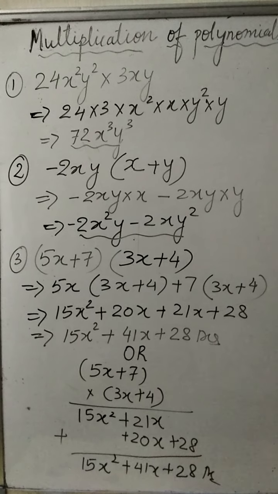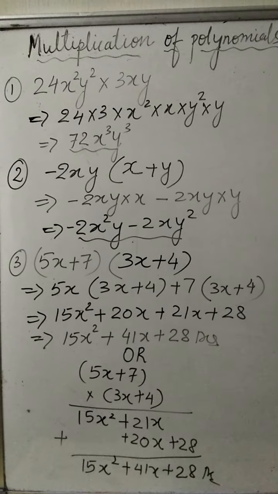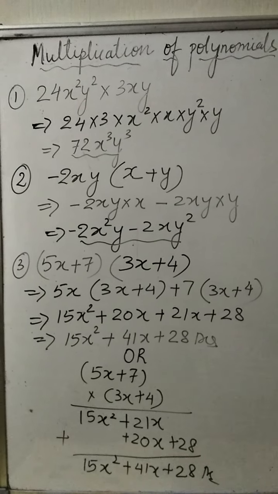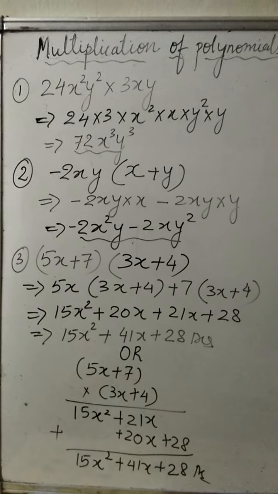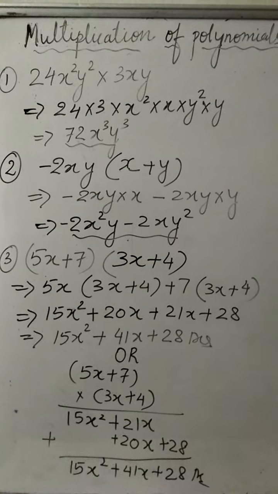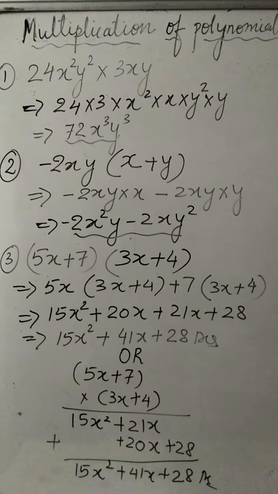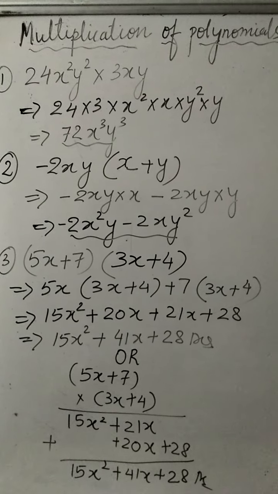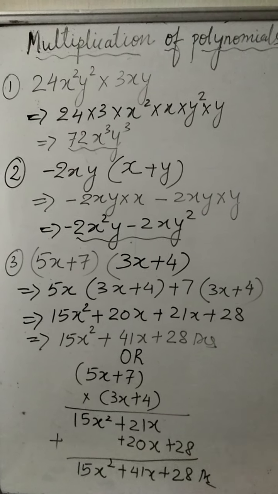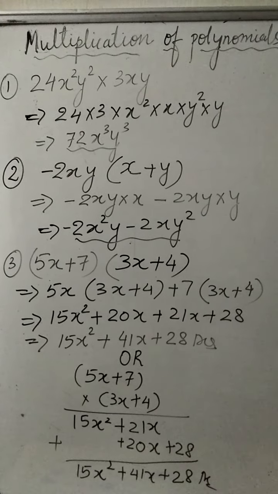Good morning, students. Today we are going to learn how to do multiplication and division for polynomials. So question number one is we are going to learn how to multiply two monomials. So the rule is you have to multiply the coefficients of the monomials and then the variable terms.